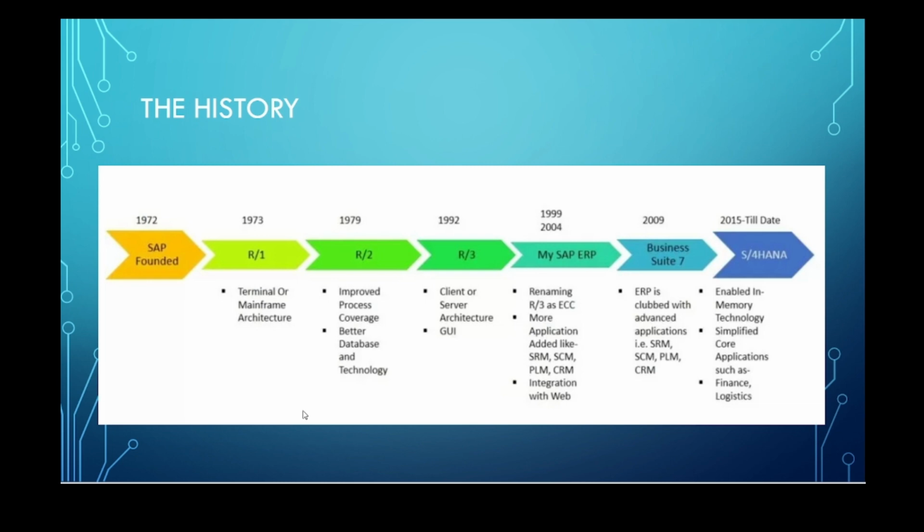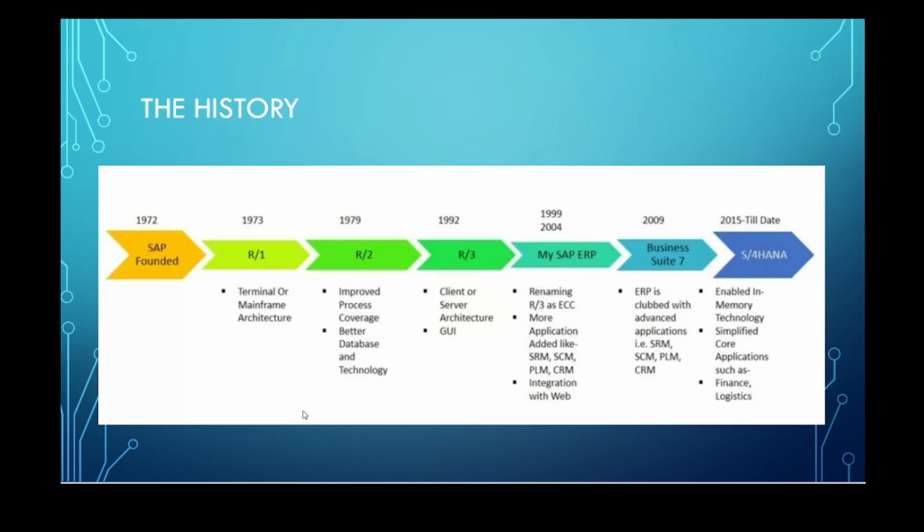So when we come to the history of SAP, it was founded in 1972, and after that they made some improvements and named it R1, terminal or mainframe architecture, in 1973. After that they made more improvements, improved process coverage, better database and technology, and they called it R2. And after that in 1992, they made more improvements in SAP applications, and they provided the option to save the SAP data in client server architectures only.